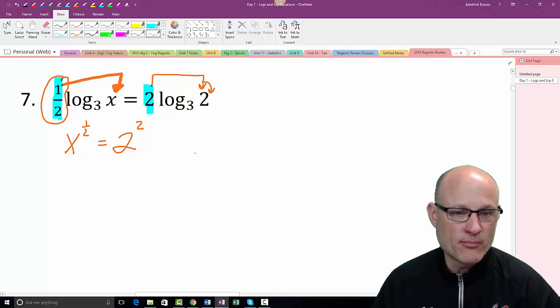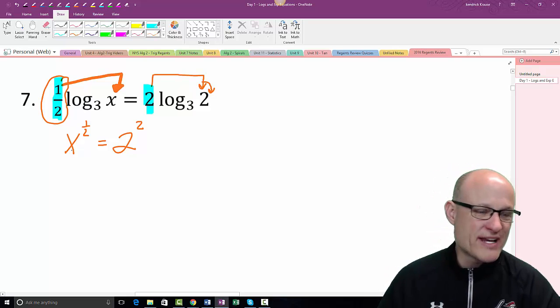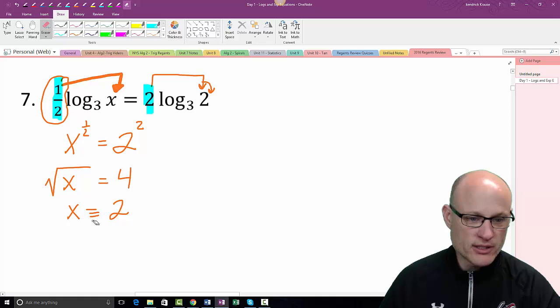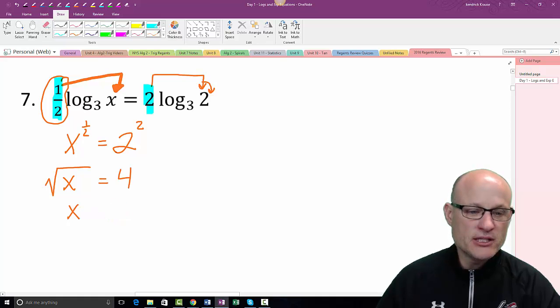Now, you have to remember, what does 1/2 as an exponent mean? Oh yeah, that's right. It means square root. So the square root of x is equal to 4, or x is equal to 2.